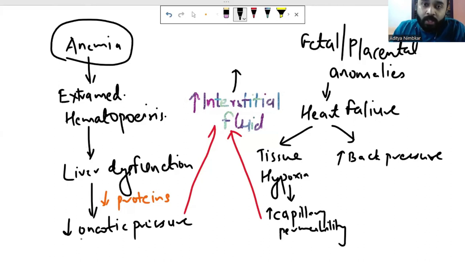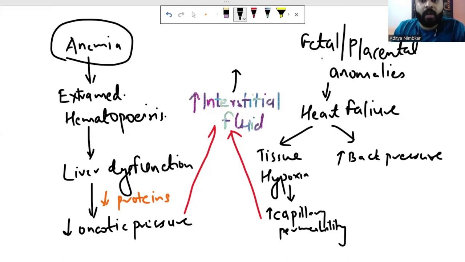Now, when this is produced in lesser quantities, there is a decrease in the oncotic pressure. Oncotic pressure is the amount of pressure that is there inside the vessels. So whenever the oncotic pressure decreases, there is transudation of fluid into the interstitial space. The interstitial space also includes a third space, the third space loss, that includes the peritoneum, the pericardium. It also includes the pleural membranes. So in the pleural cavity as well, the fluid starts accumulating.